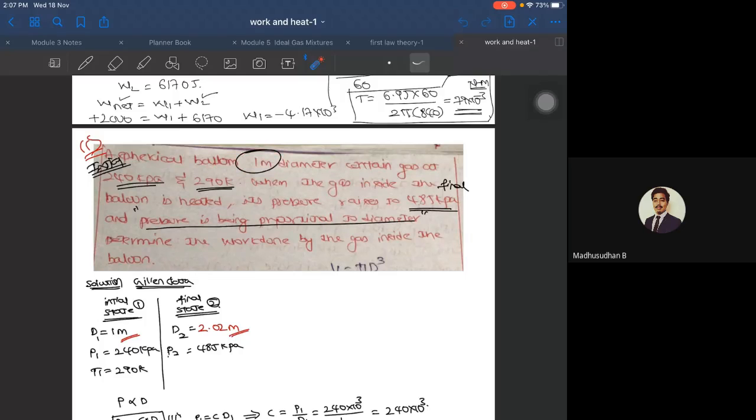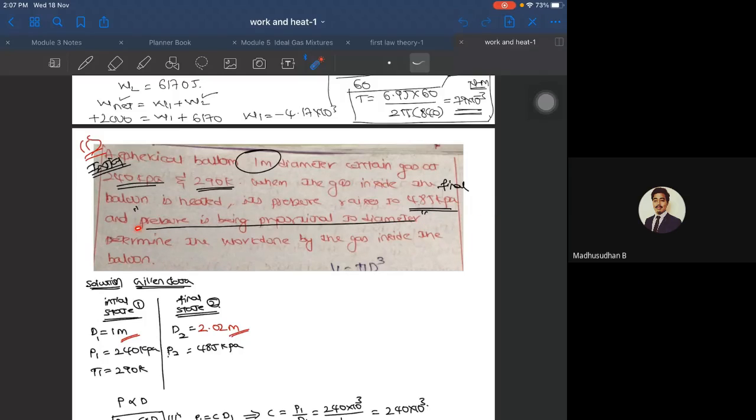So there is a balloon of 1 meter diameter that contains a gas at 240 kPa and 290 Kelvin, pressure and temperature respectively. When the gas inside the balloon is heated, its pressure rises to 485 kPa. Initially it was how much? 240 kPa. From 240 kPa it has increased to 485 kPa. So this becomes the initial one, and this becomes the final.